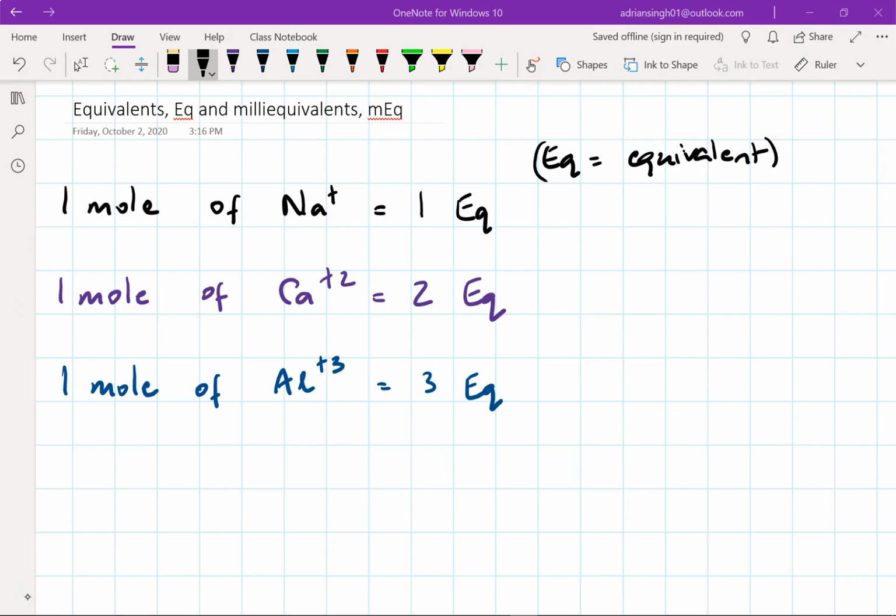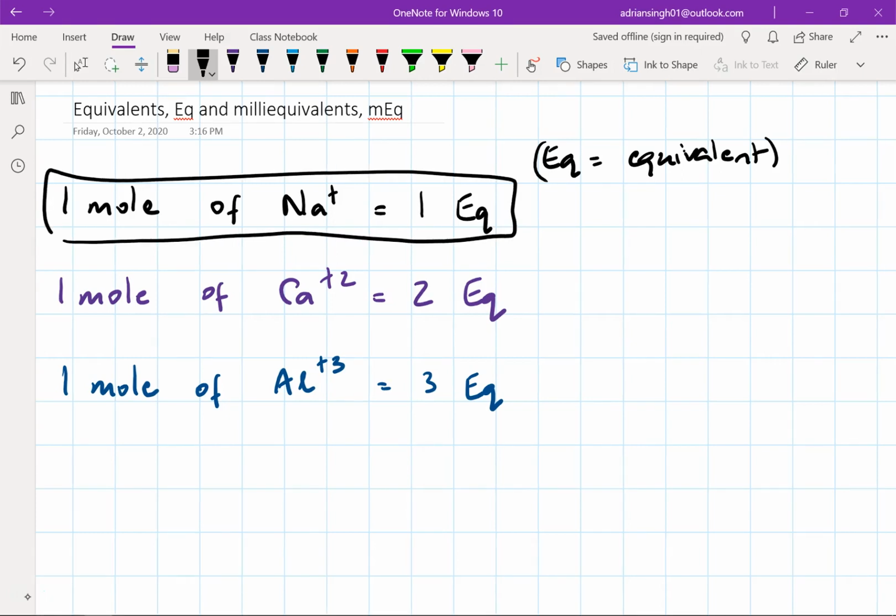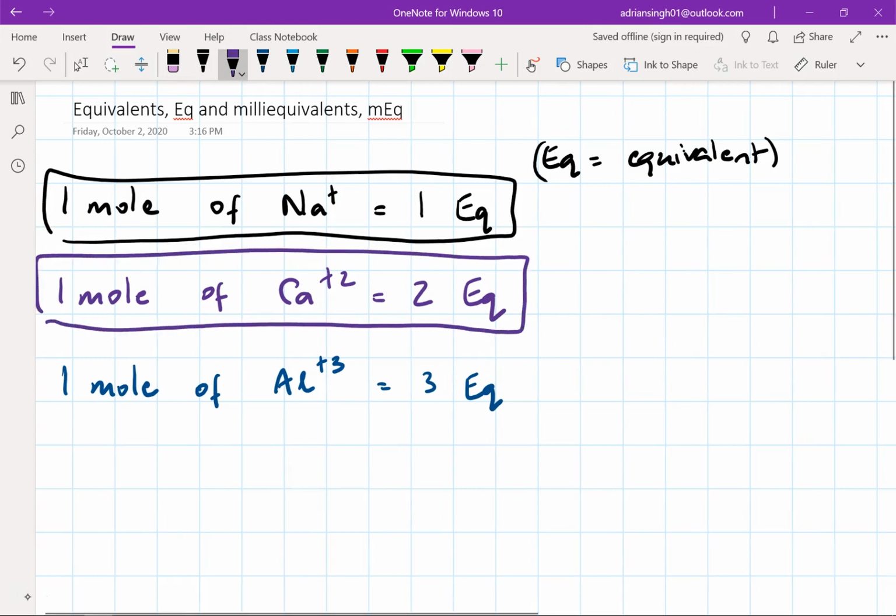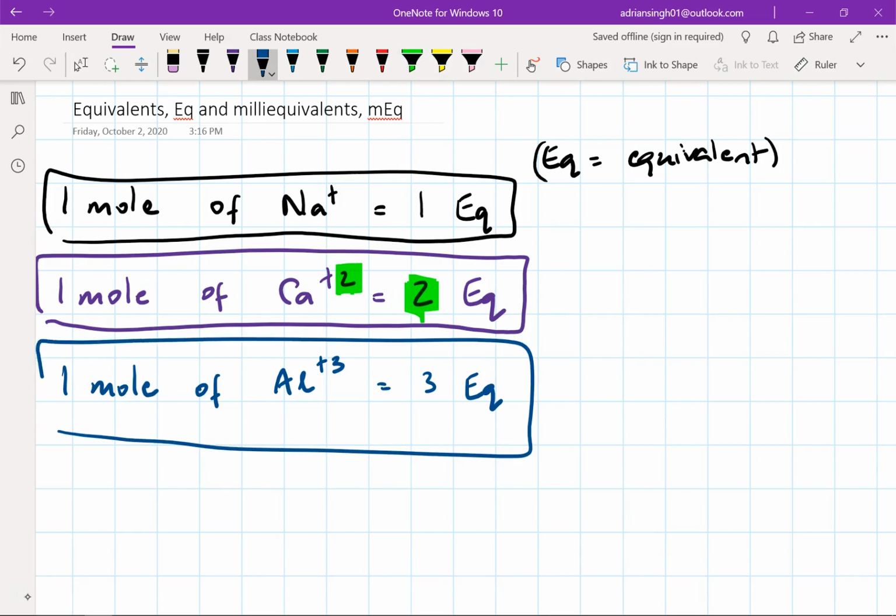So just to recap really quickly, if you have 1 mole of sodium ions, then you have 1 equivalent of positive charge. If you have 1 mole of calcium 2 plus, then you actually have 2 equivalents of positive charge. If you have 1 mole of aluminum ions, these have a plus 3 charge, then that will mean that you have 3 equivalents of positive charge.